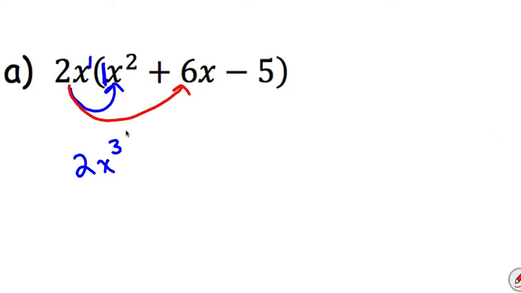Next term, multiply the numbers. 2 times 6. 2 times 6 gives me 12. Add my exponents. Remember, this is a 1. So my exponents, here's a 1. Here's a 1. Well, 1 plus 1 is 2.